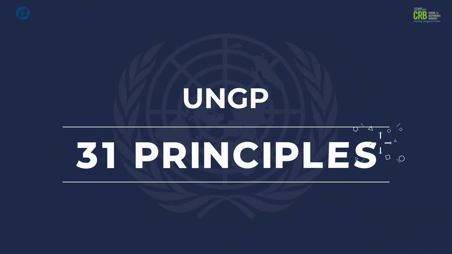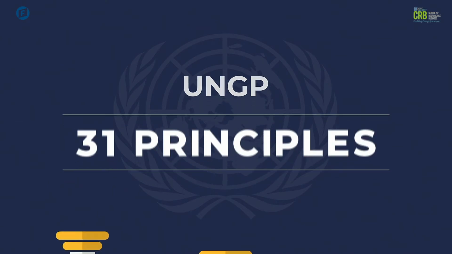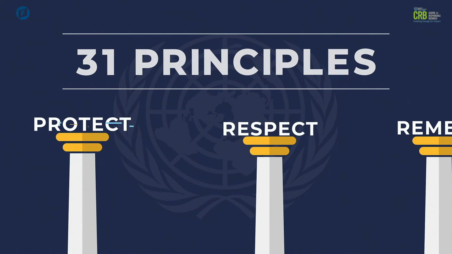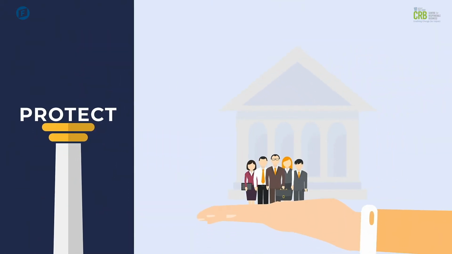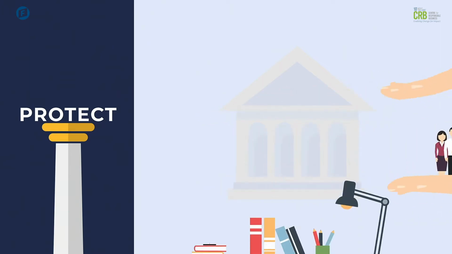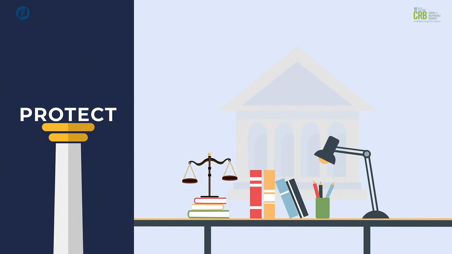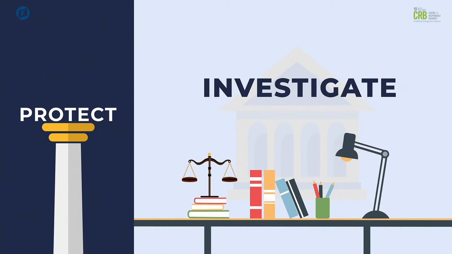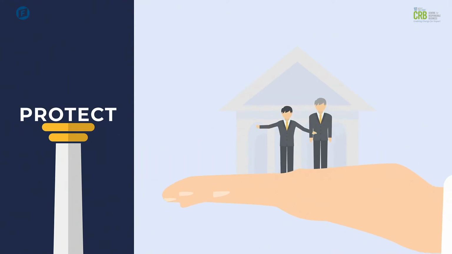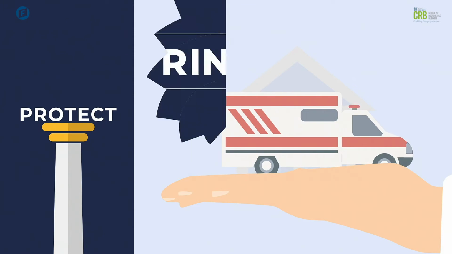The 31 principles under UNGP can be easily understood by looking at its 3 key pillars: protect, respect, and remedy. Protect. It is the duty of the state to protect everyone within its territory from human rights infringement by any business enterprise. There must be effective laws in place to prevent, investigate, and penalize such occurrences. In case of any violation, the state must ensure that the victim can easily access the required remedy.